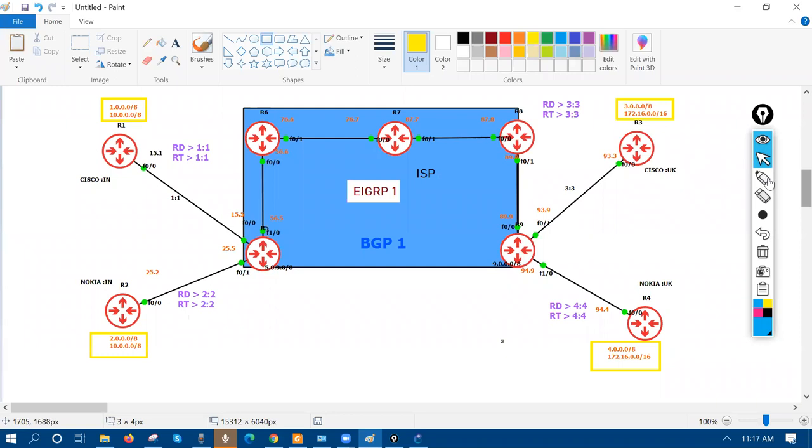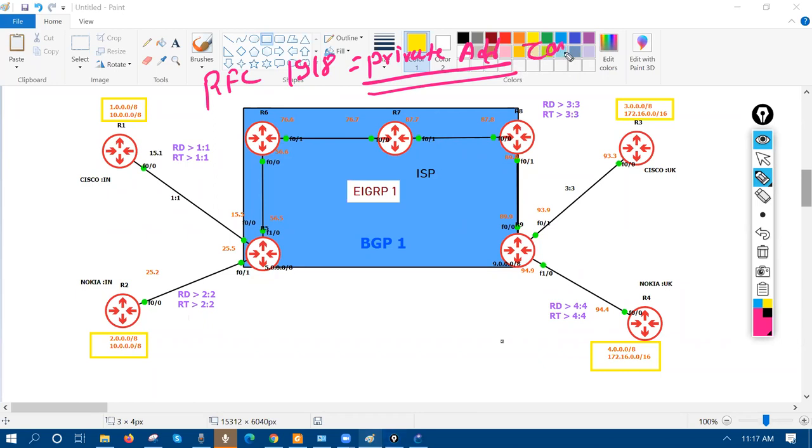If you see one thing, the duplication is there. We'll discuss this part later on. If you have an idea of VRF, then you know why I'm going to use the duplication, because according to RFC 1918, the private address is not routable and can be duplicated, because private addresses are used by many companies. So we have Cisco India and Nokia India, and Cisco UK and Nokia UK. I need to provide the connectivity between these sites.